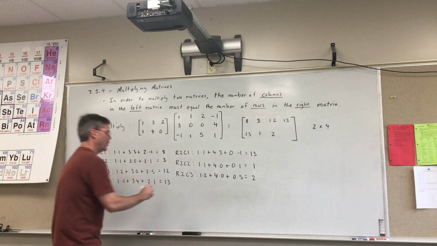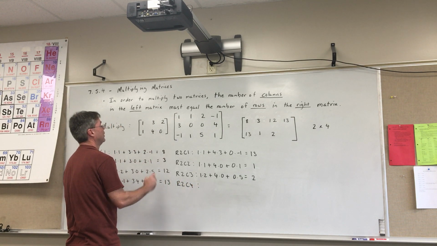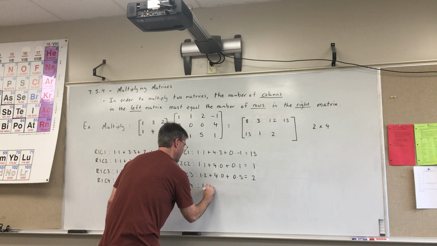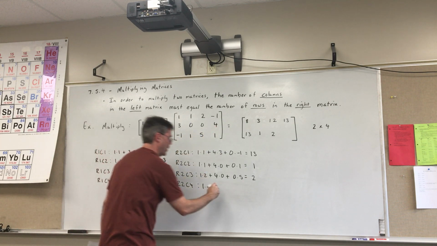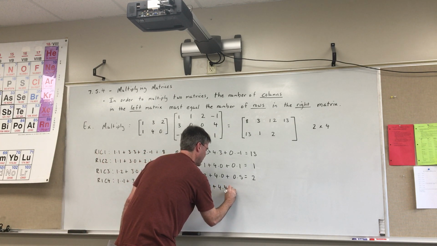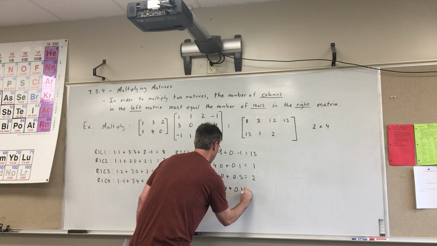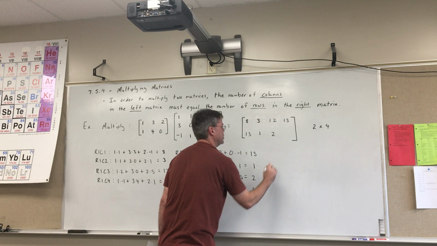And then our last digit, row 2, column 4. 1 times negative 1 plus 4 times 4 plus 0 times 1. That's going to be negative 1 plus 16, which is 15.